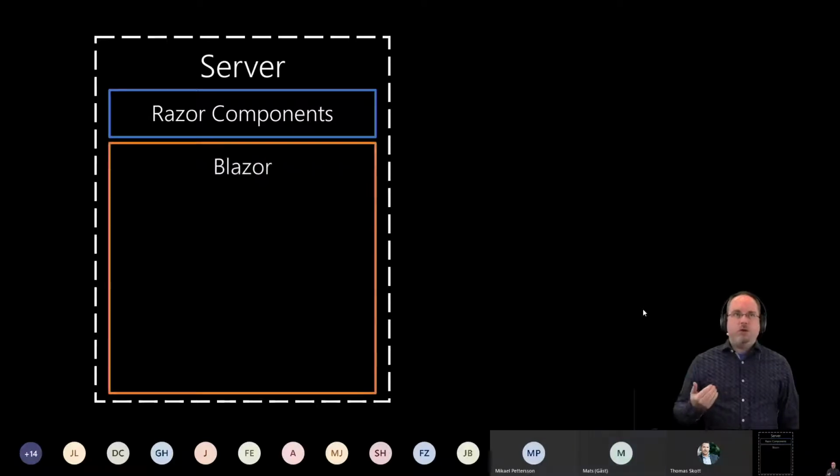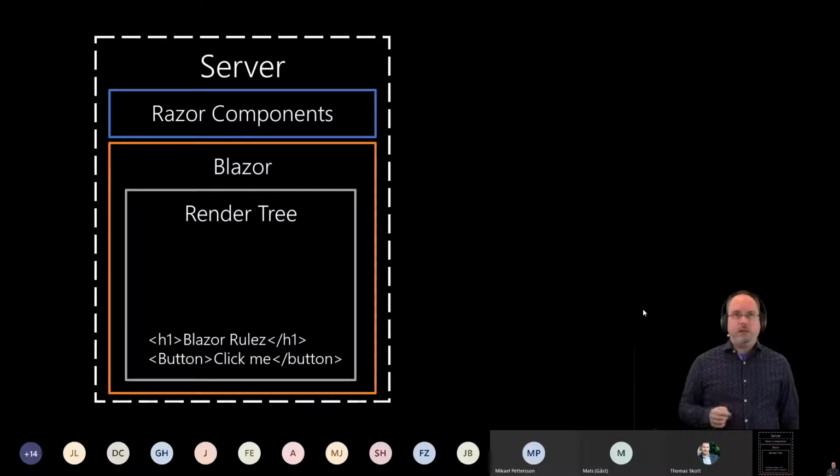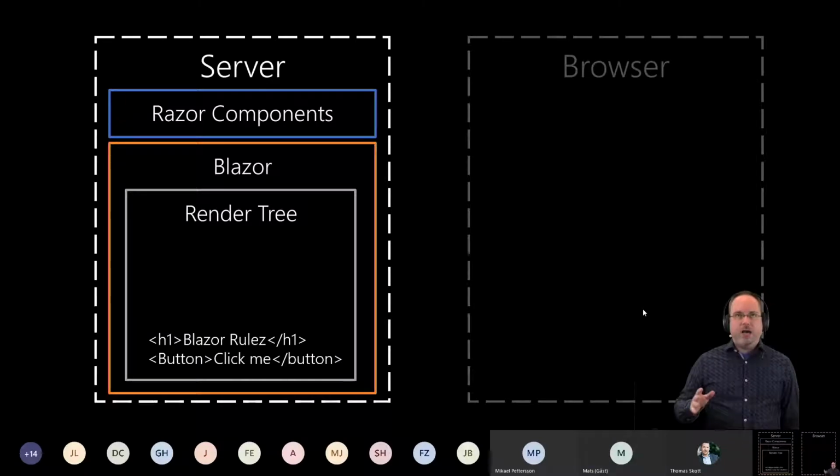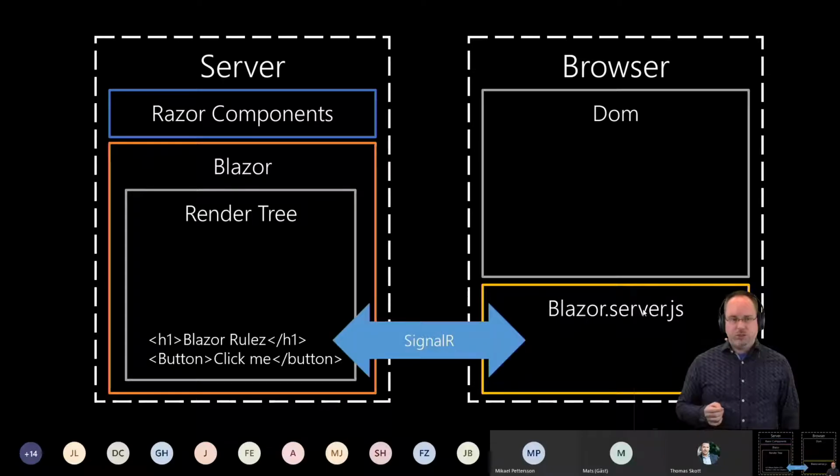Blazor is going to take over and create a render tree, a virtual representation of the DOM, what we want the DOM to look like. Then we have an H1 and a button, for example. Then on the browser side of things, we have the DOM and we have a little piece of JavaScript. The JavaScript connects to the server using a SignalR connection. So the best possible way to communicate in more or less real time with the server.